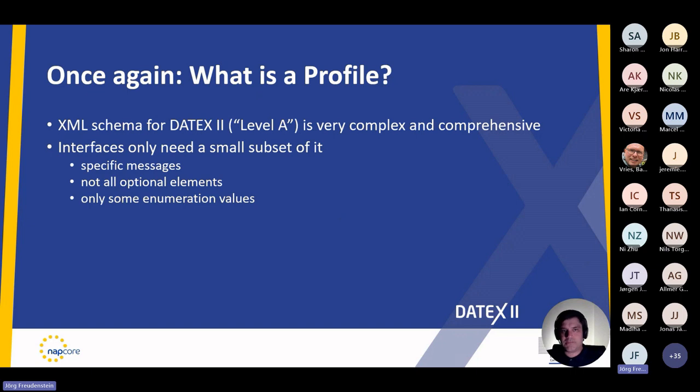And what we want to do now is build interfaces, and they usually only need a small subset of it. They are relevant for only specific messages and not all of the messages. Maybe there are optional elements which are not needed in our profile, and some enumeration values we can skip because there are too many of them and they are not all necessary for the purpose we are talking about.